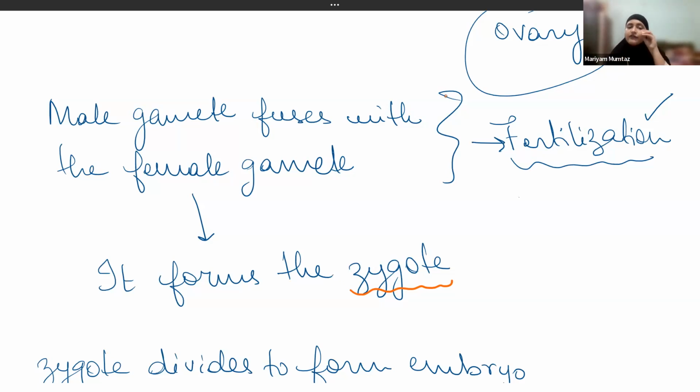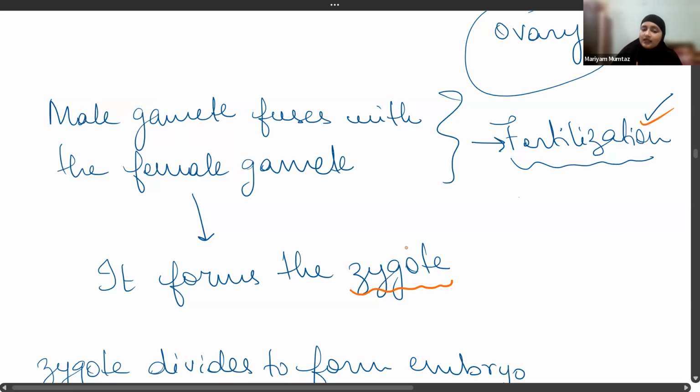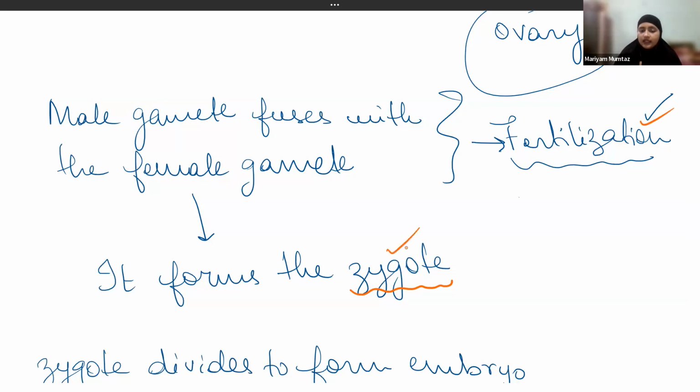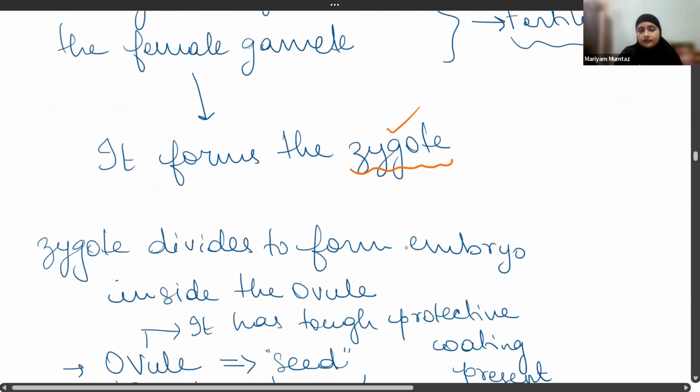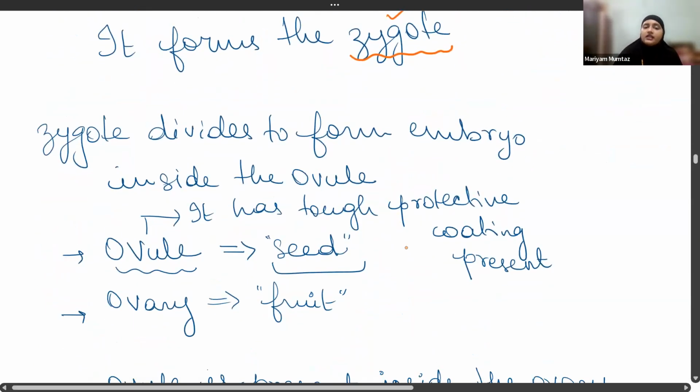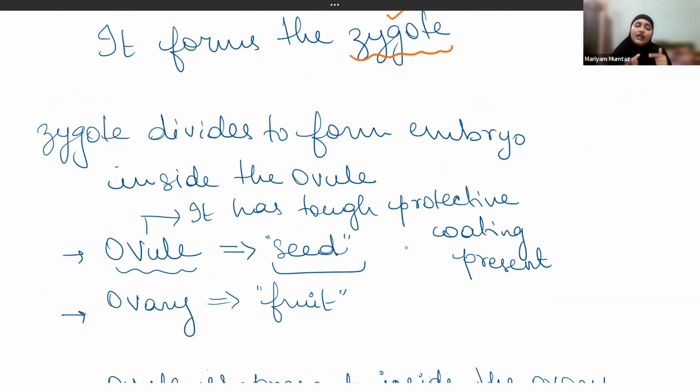So the male gamete now fuses with the female gamete, which is the egg, and this process of fusion is known as fertilization. After fertilization is done, we get a zygote. Is it clear up till now? Yes, ma'am. Now this zygote divides to form an embryo. As soon as the zygote is formed, it will start dividing, and after dividing, it will form an embryo. And this embryo is obviously present inside the ovule.